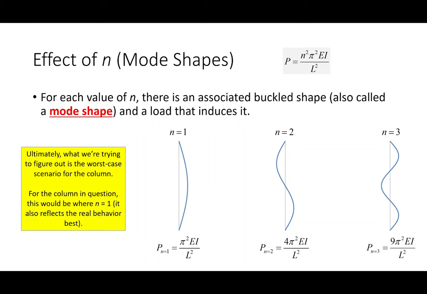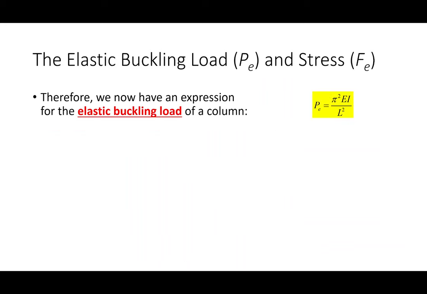Because the first one, looking at these integers, yields the smallest load. In other words, if I take this column and I start pressing, I hit this load well before I hit all of these. So this would be a first mode buckling phenomenon, and that's going to be our worst case scenario. And so I propose that our buckling load is that. That's our buckling load, pi squared EI over L squared.